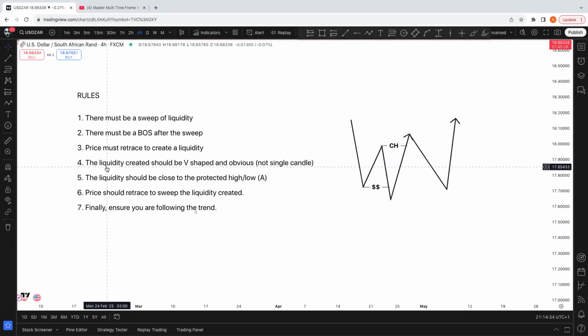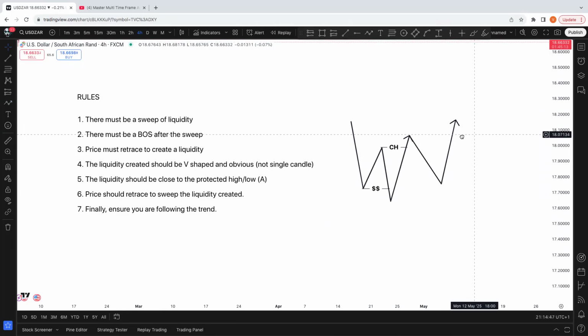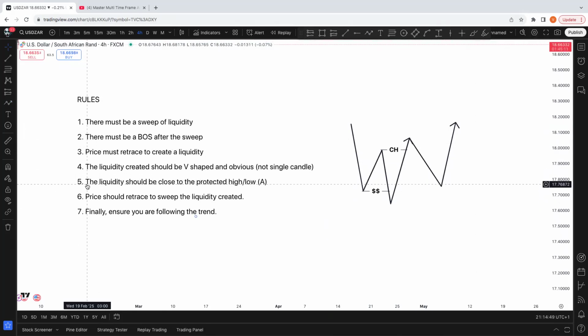Then the number four rule says the liquidity created should be V-shaped and obvious, right? Just like what I just gave you guys now. It should be V-shaped, and the V shape should be obvious, right? And the number five rule says the liquidity should be close to the protected high or the protected low.